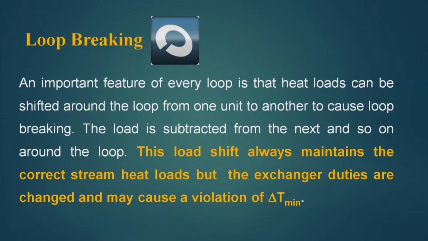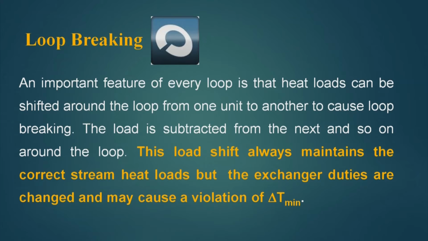An important feature of every loop is that heat loads can be shifted around the loop from one unit to another to cause loop breaking. If there are 2 heat exchangers in the loop, I can eliminate one heat exchanger by adding the capacity of that heat exchanger to the other heat exchanger which is in the loop. This can be done. This is the property of a loop. The load is subtracted from the next and so on around the loop.